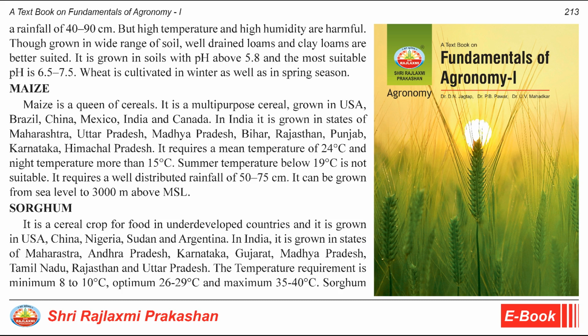But high temperature and high humidity are harmful. Though grown in a wide range of soil, well-drained loams and clay loams are better suited. It is grown in soils with pH above 5.8 and the most suitable pH is 6.5 to 7.5. Wheat is cultivated in winter as well as in spring season.